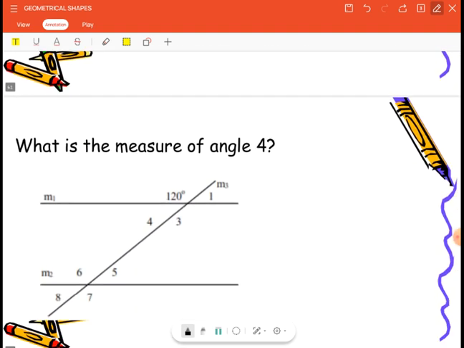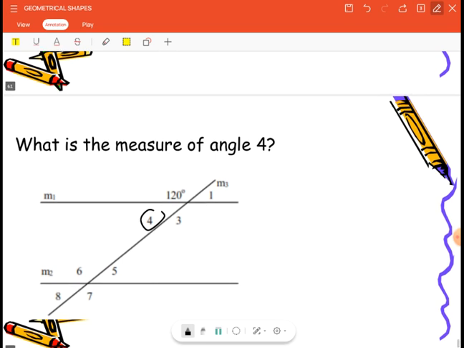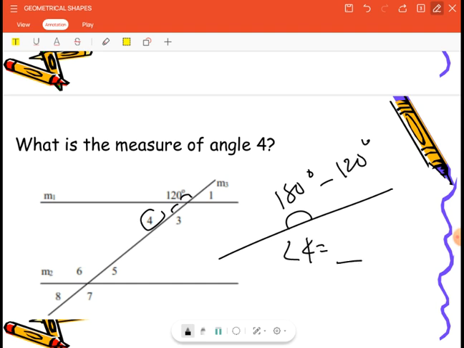Okay, ito naman, madali lang to. What is the measure of angle 4? Ito, di ba? So, alam natin na yung isang straight line ay 180 degrees. So, meron na siyang nakuha na 120. Therefore, ito ay 180 minus 120. So, yung sagot dyan ay yung angle 4, yun na yun.